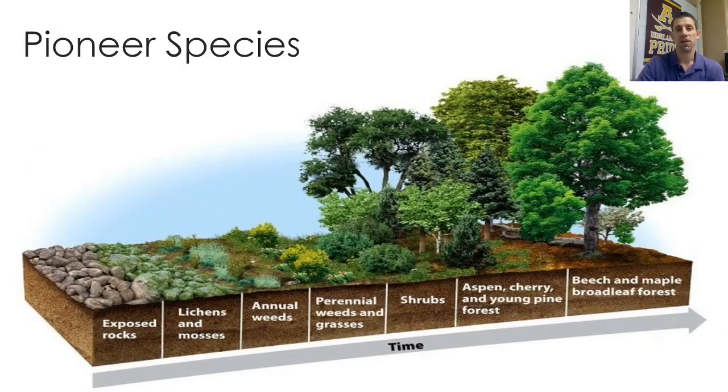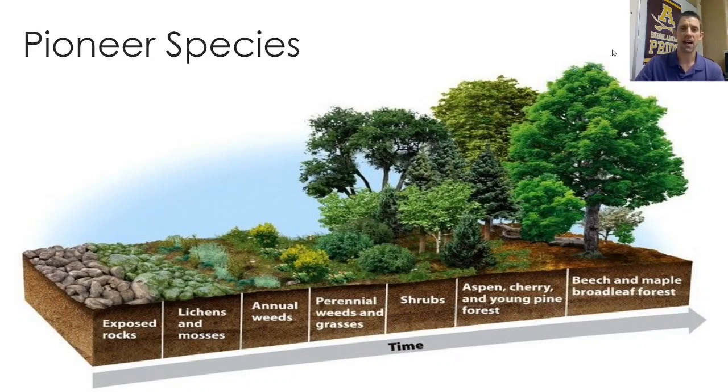Mosses and lichens are very commonly used as what we call pioneer species for a process called primary succession. This is a concept that was discussed in your biology class, where you go from an area of bare rock into an area that can be inhabited by a community of organisms. Remember the definition of a community: it's all of the organisms, all of the species within that given area.